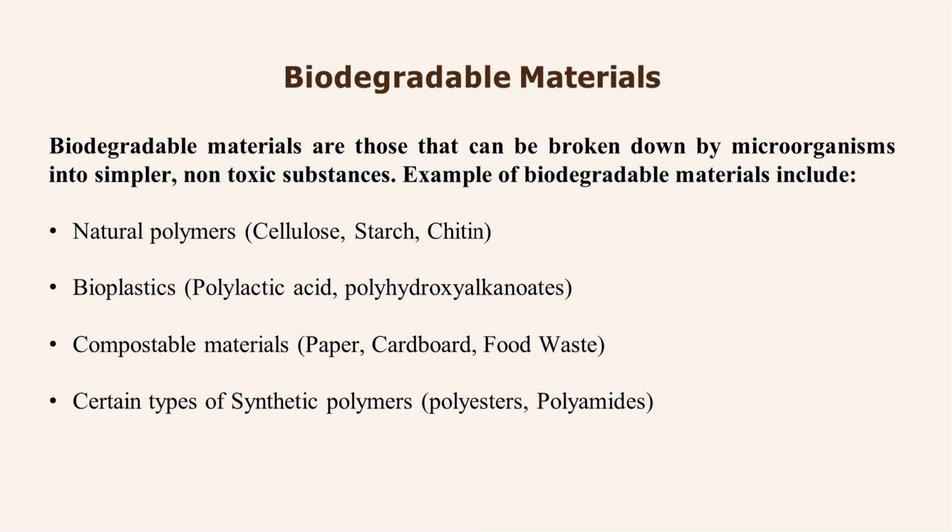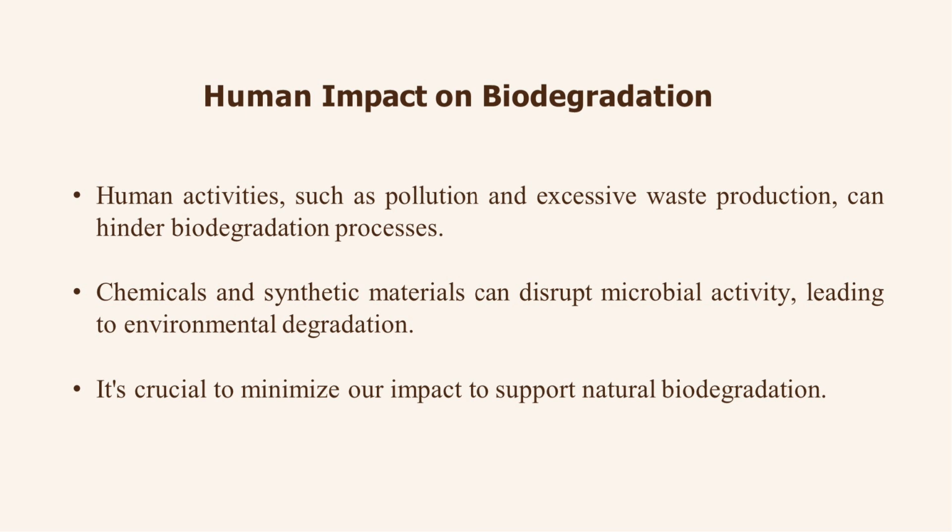Biodegradable materials. Biodegradable materials are substances that microorganisms can break down into harmless, simpler forms. Examples include natural polymers like cellulose, starch, and chitin. Bioplastics such as polylactic acid and polyhydroxyalkanoates. Compostable items like paper, cardboard, and food waste. And some synthetic polymers, particularly polyesters and polyamides. These materials decompose over time, reducing environmental impact.